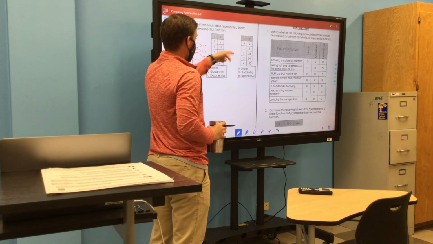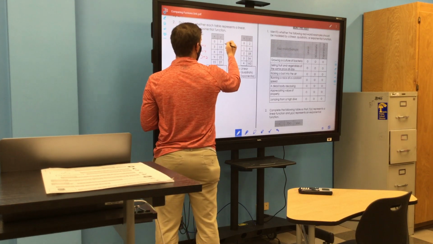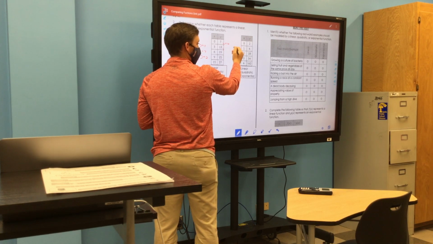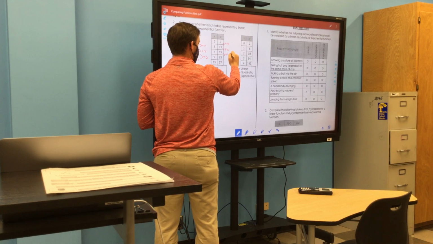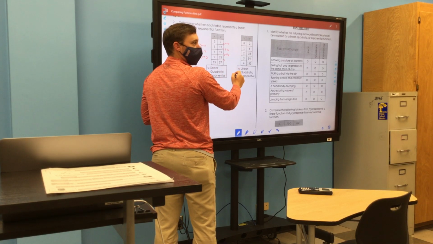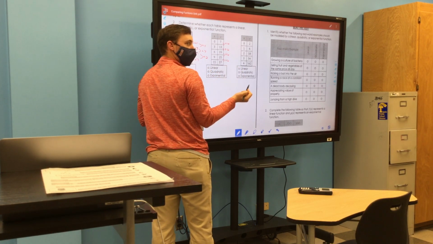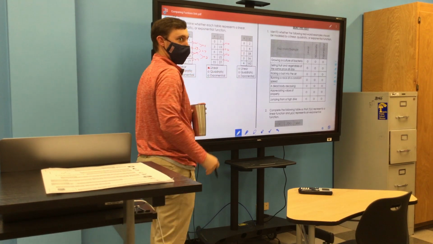Okay, so how do I get from 7 to 13? Plus 6. 13 to 19, plus 6. 19 to 25, plus 6. 25 to 31, plus 6. So which one is this? Linear, because it had a constant rate of change.